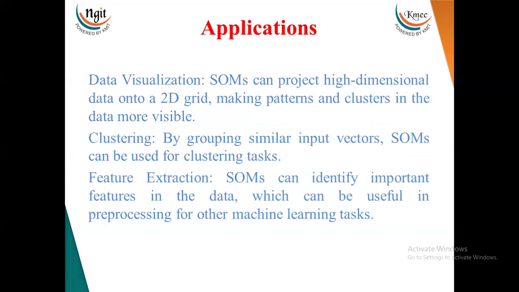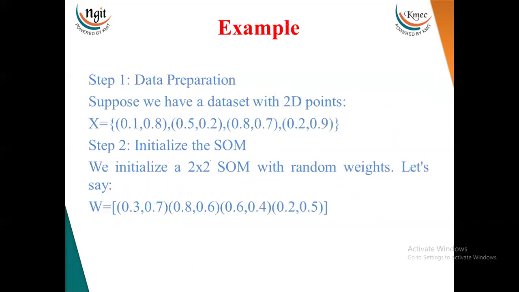And where are we going to apply it? The first one is data visualization. In a 2D grid, patterns, clusters and data are more visible. Then we go for clustering and feature extraction. In order to group all the input vectors, we can use clustering. Since it is unsupervised learning, it is very easy to do without any input signals or target outputs. Next, feature extraction. For pre-processing, this is used very effectively for any type of machine learning task.